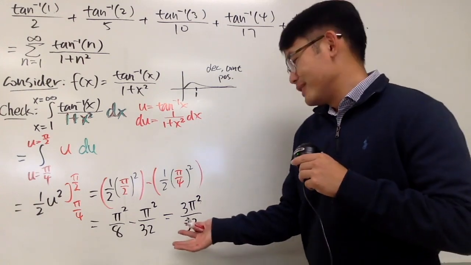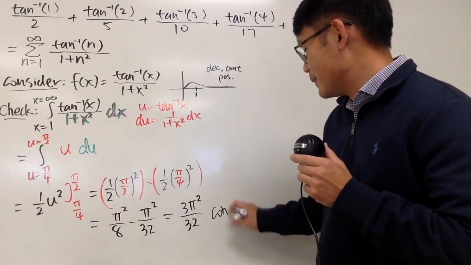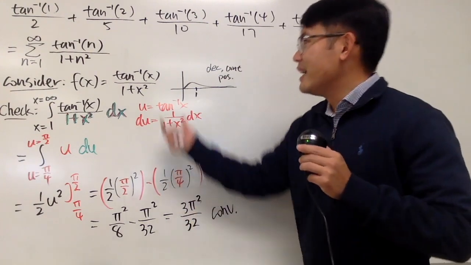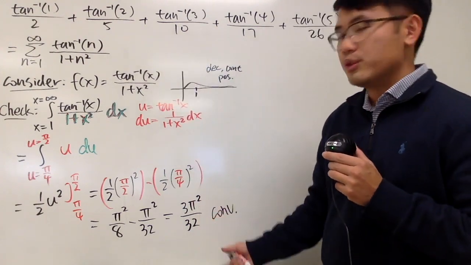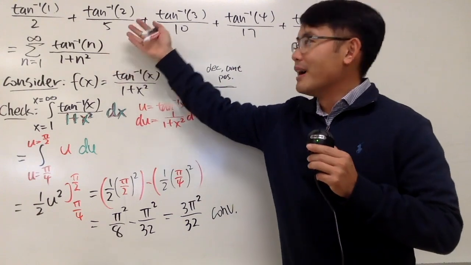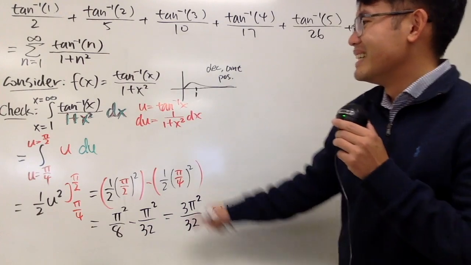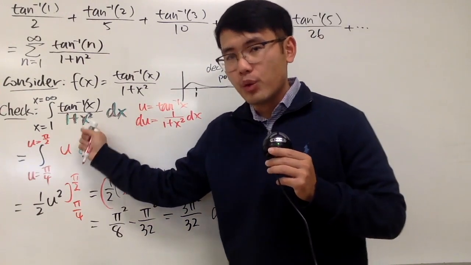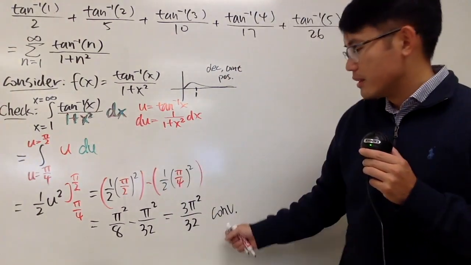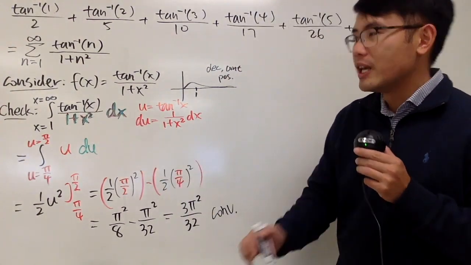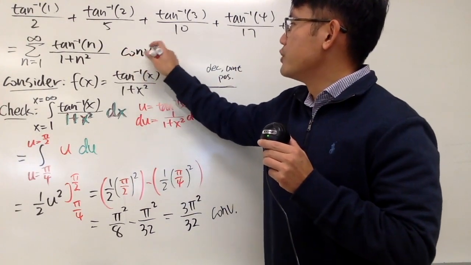But again, this value, as long as it's finite, we know that this guy right here converges. We are not going to say the answer to this series is exactly 3 pi squared over 32. In fact, we actually do not know how big this series, how big this sum is. We don't know. All we know is that if this improper integral turns out to be finite, in other words, this improper integral turns out to be convergent, that will tell us that this infinite series also converges.